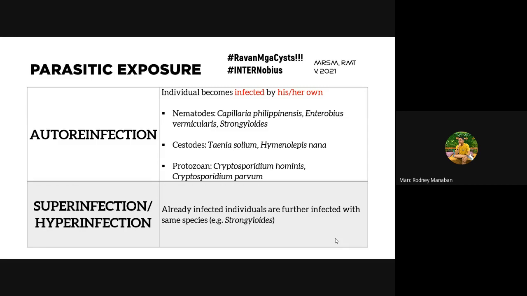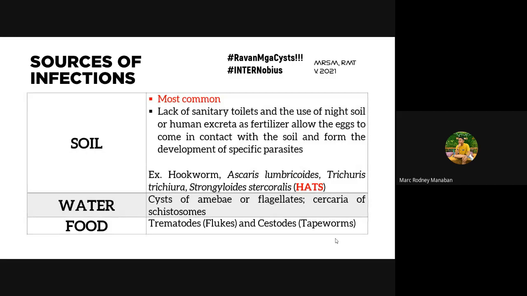Now we go to the different sources of infections. What are the possible areas where we can get a parasite? We'll start first, of course, with soil. Soil is considered to be the most common source of infection.